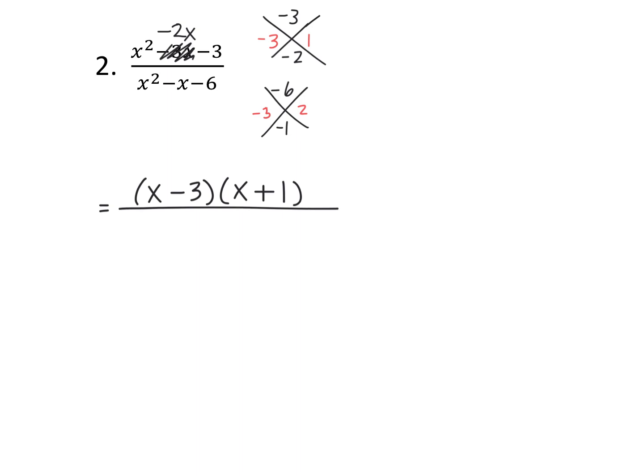The bottom, or the denominator, factors as (x - 3)(x + 2). Which of these should cancel? x - 3. You see the same thing on the top and the bottom. So it cancels out, which leaves you with this as your final answer, (x + 1) over (x + 2).